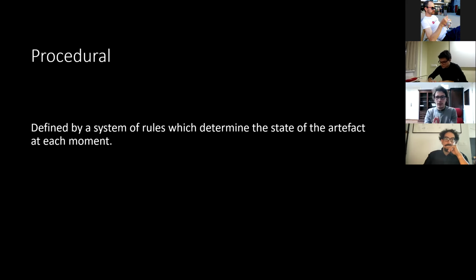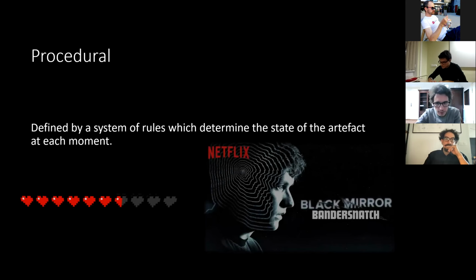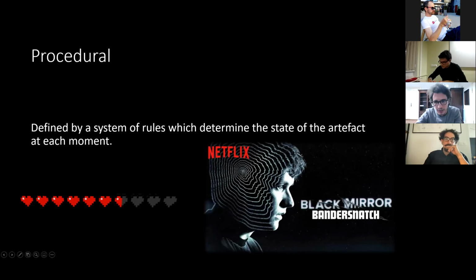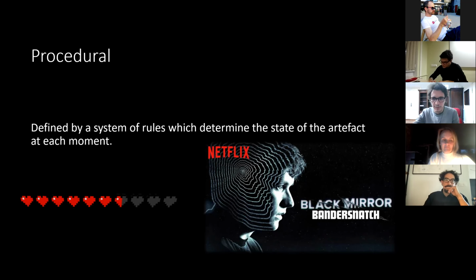So for example, the health of a character in a video game is not defined at each moment by the game developers themselves, but it's controlled by a system of rules. If you get hit, you lose a heart. But also, even in more static artifacts like interactive movies, I think you might know Bandersnatch, the story is set in stone by the authors, but the current state of the story is defined by rules.